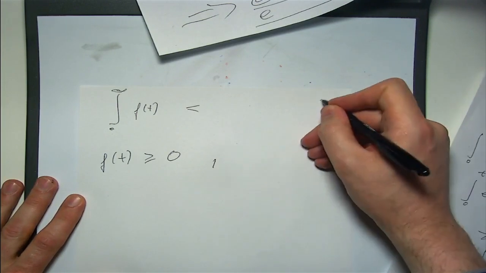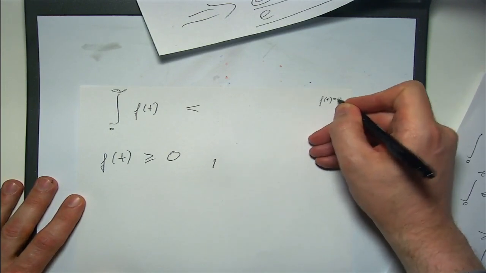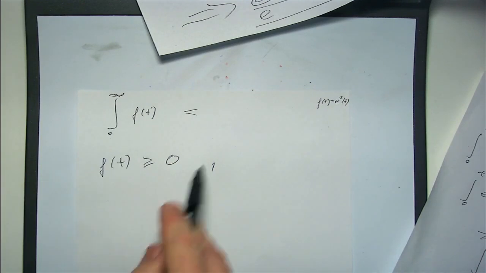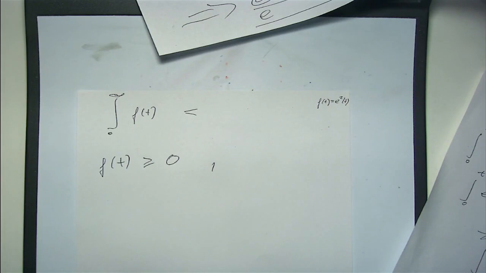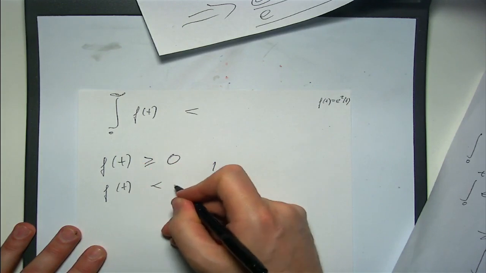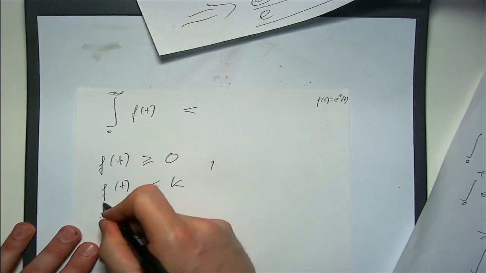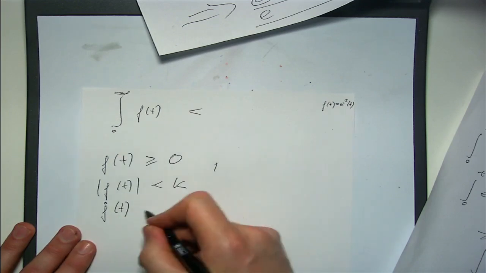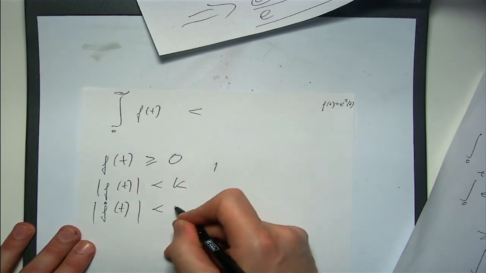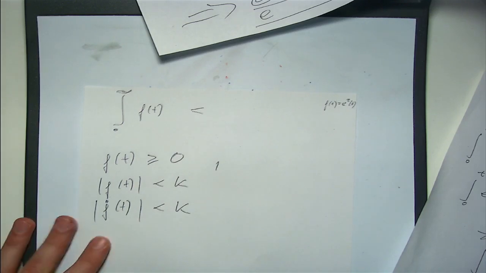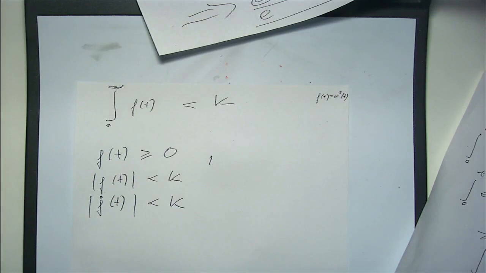In our case, f of t was essentially e squared of t, yeah? So I think it's quite okay just simply to say f of t is larger or equals 0. Then I say f of t is smaller than some k. Then f dot of t is smaller than some k. And k is just large enough to be able to do this.